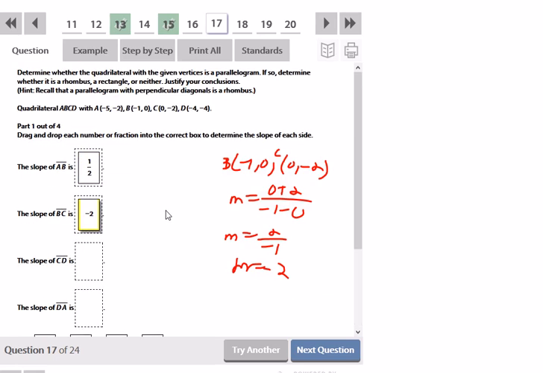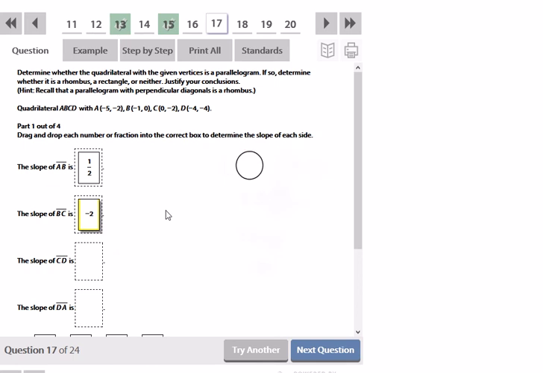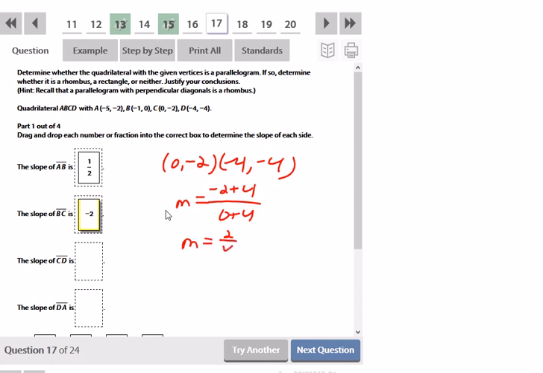CD. So that's 0, -2 over -4, -4. So the slope of that one is going to be -2 plus 4 over 0 plus 4. So that slope is going to be 2 over 4, which is 1/2.